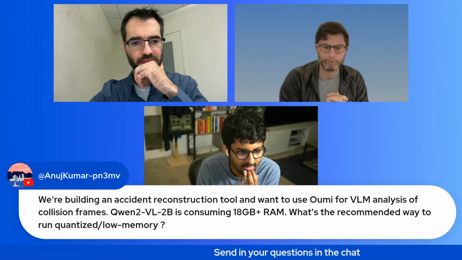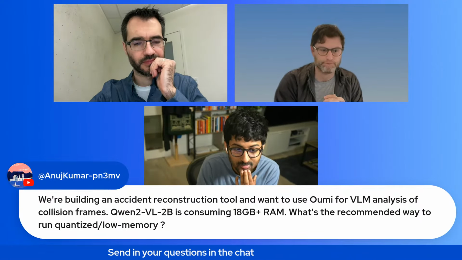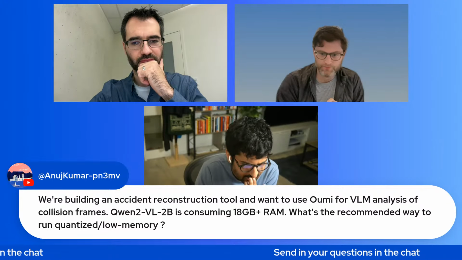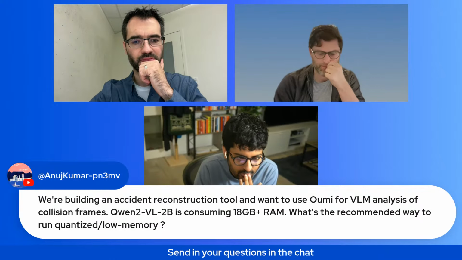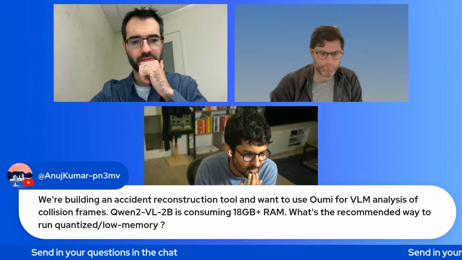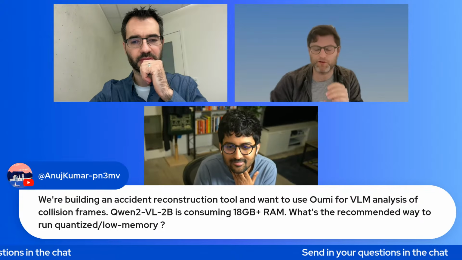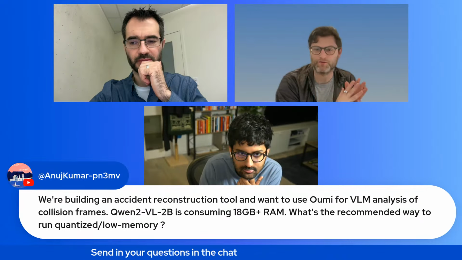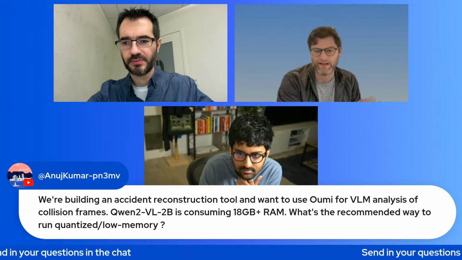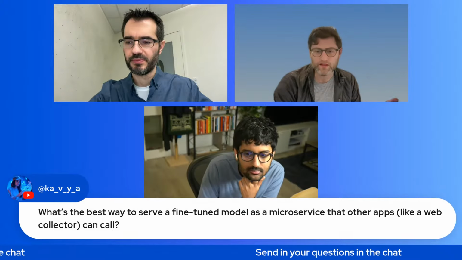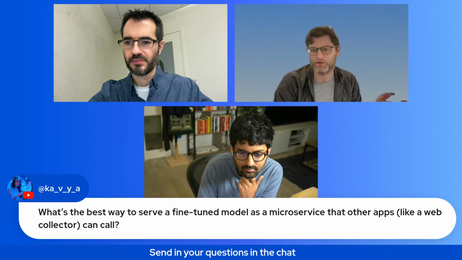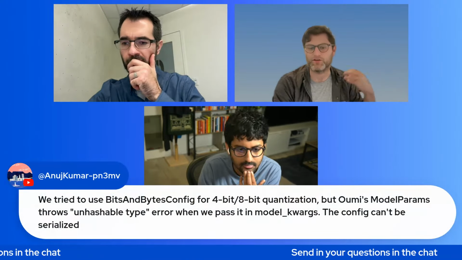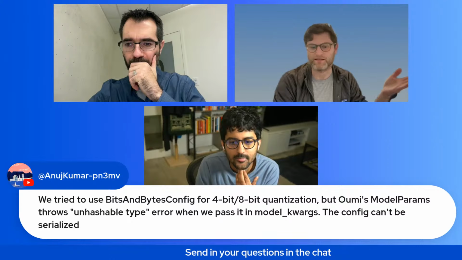Yep, Anuj is asking, we're building an accident reconstruction tool. Very cool, I'm looking forward to seeing that. We want to use Oumi for vLLM analysis of collision frames. Qwen2 is consuming 18 gigabytes of RAM. What's the recommended way to quantize for low memory? Yeah, sure. That would just be a change in the configuration file. If you want to do a 4-bit quantization with bitsandbytes and so on from the Hugging Face libraries, you would just make a few changes to your configuration, and then you would go from 16-bit to 4-bit.